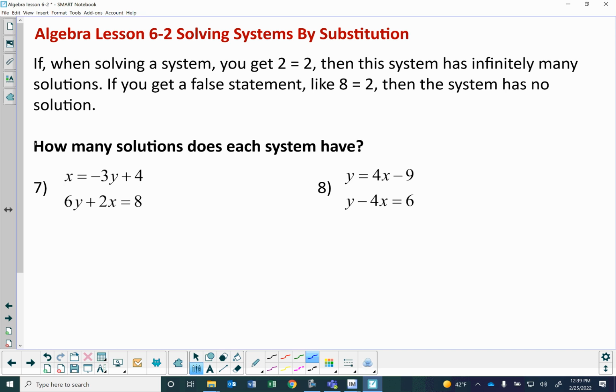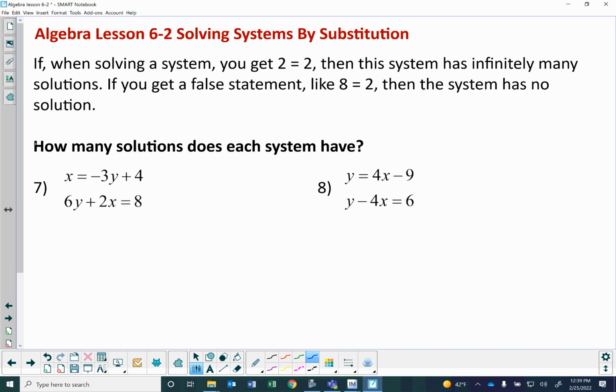We can look at a system of equations and determine how many solutions it's going to have based upon solving that system. Because if we solve this system of equations and we get a true statement, then it's going to have infinitely many solutions. And if we solve that system and we get a false statement, it's going to have no solutions. So let's take a look at these 2 equations here.